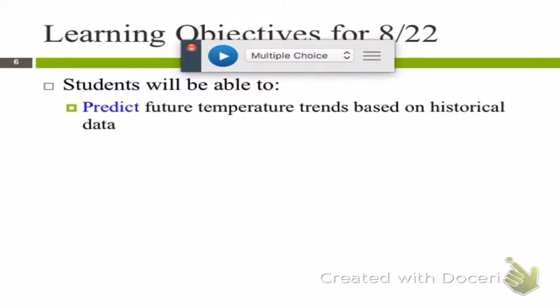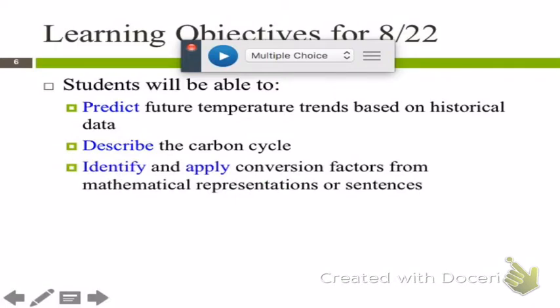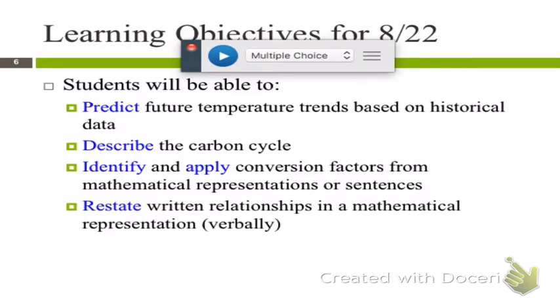So specifically for today's class, with the time that we have left, I want to make sure that you will be able to predict future temperature trends based on historical data, describe the carbon cycle, identify and apply conversion factors for mathematical representations or sentences. That's what we worked on in the first part of this class, but we're going to be applying it to some climate change stuff as well. That also involves restating written relationships in a mathematical representation. We'll be working on that more on Friday, basically how we take those mathematical relationships we saw at first, and how we describe the conversion instead of the canceling, that kind of stuff.